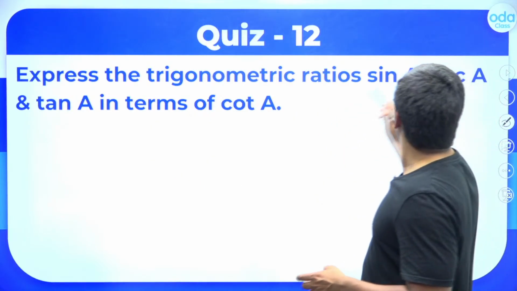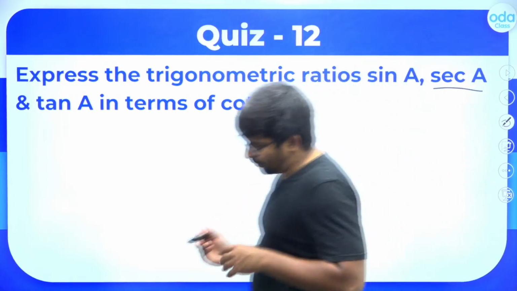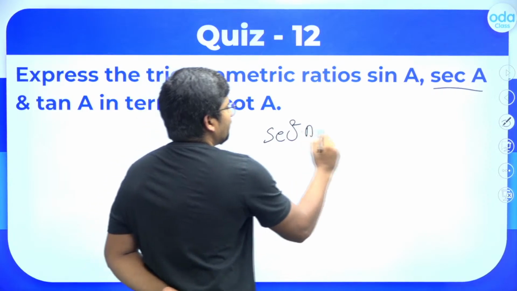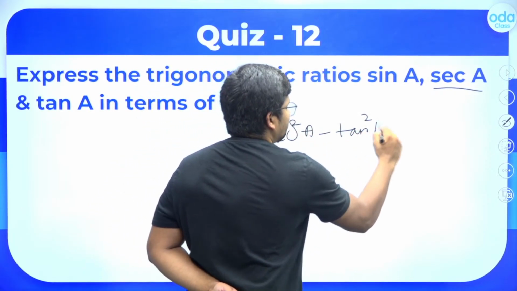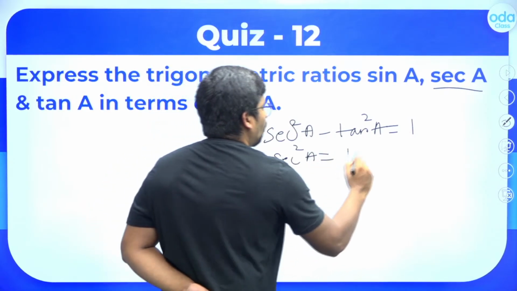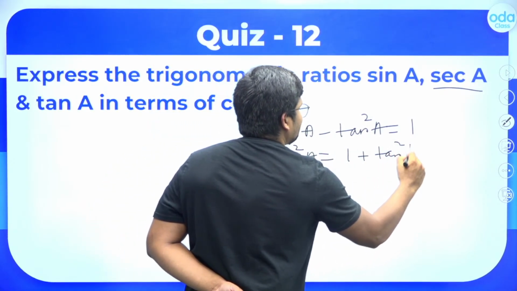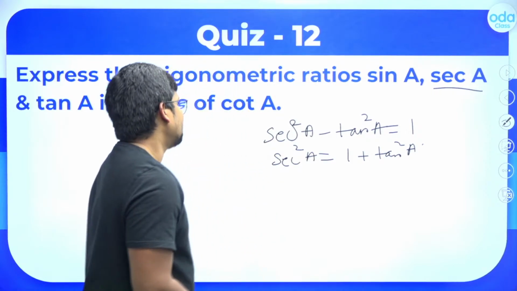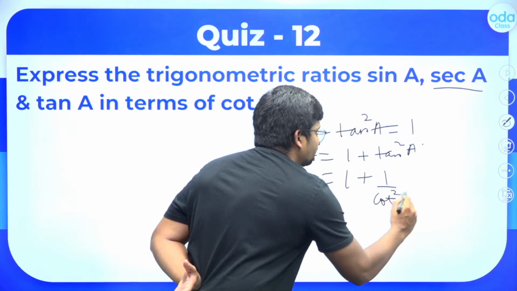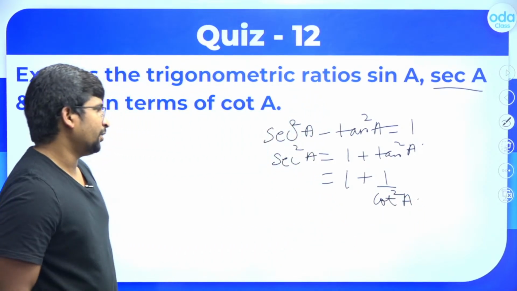Now, what is left? You have to convert sec in terms of cot A. Let's do that. You know that sec square A minus tan square A is 1. So you can write sec square A as 1 plus tan square A, right? Now tan square A is 1 divided by cot square A, because tan A is 1 by cot A.